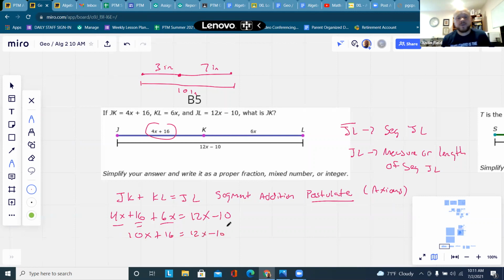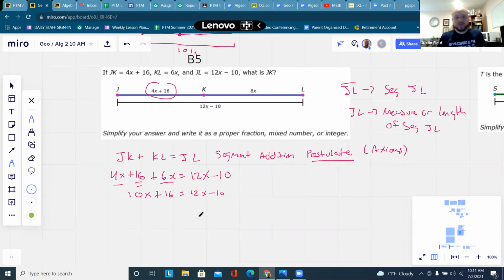12x minus 10. Then we want to get our variables on one side and our numbers on the other. I usually put the variables on the left, the numbers on the right. And if a term switches sides, then it has to switch sign. So the 12x is going to go over there, so that's going to make it negative 12x. 16 is going to go over there, which makes it negative 16.